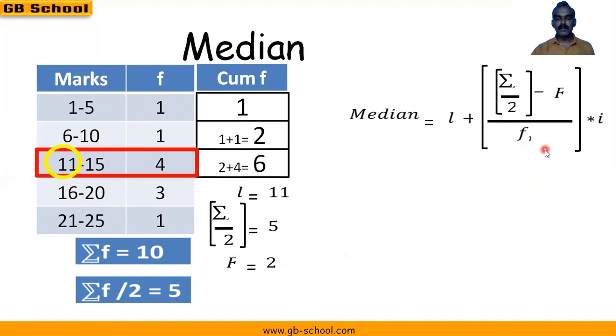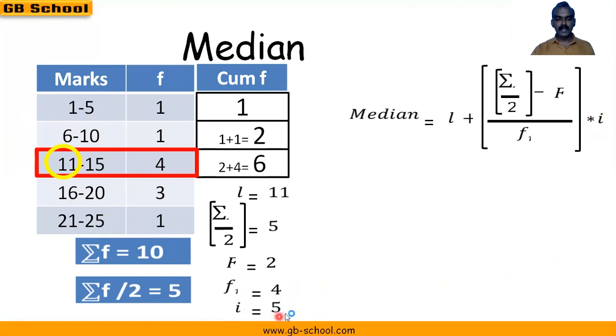Next, we need fm. fm is the frequency where the median lies. So the median is going to come in this class interval. The frequency is 4. So fm is equal to 4. Next, I. I is nothing but the width of the class interval. As I told you, just use your fingers to calculate this. So it is 1, 2, 3, 4, 5. So total I is 5.